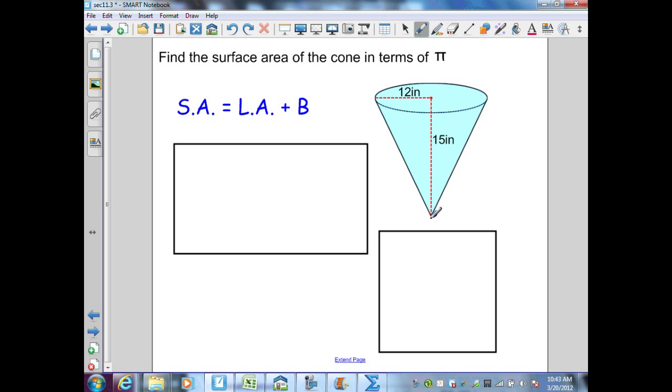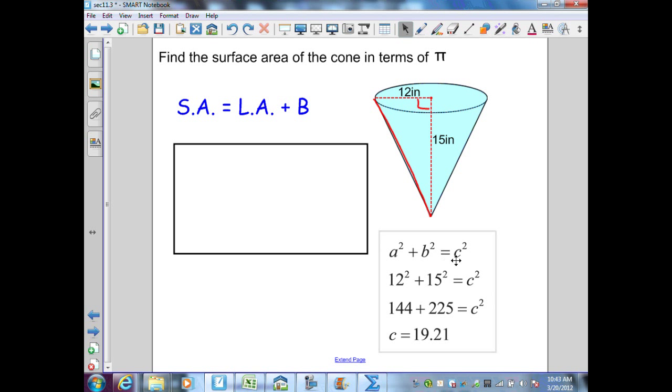Here I'm given the altitude, which is a segment from the vertex that is perpendicular to the base. Therefore, I know the altitude generates a right angle with my radius. That gives me a right triangle, and I can determine the value of my hypotenuse, which is going to be the length of my slant height. Therefore, I just substitute into the Pythagorean theorem.